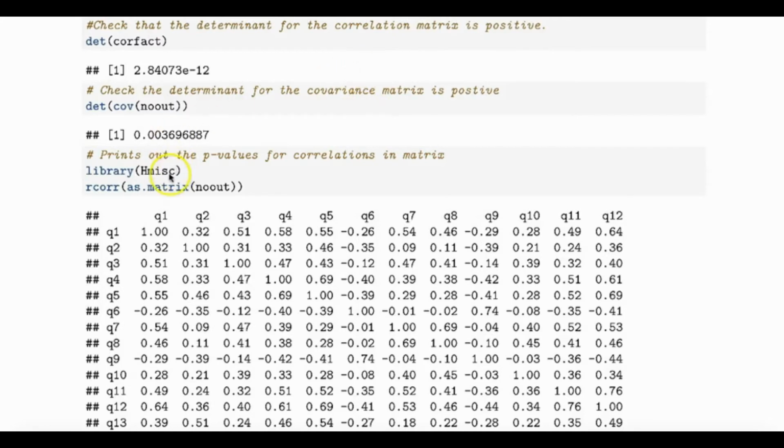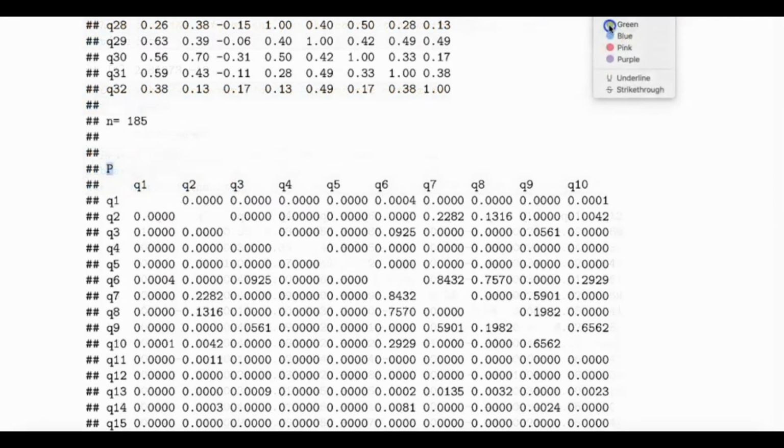I also use this function rcorr, and the reason I use it is to see the significance of the correlations, just to have a p-value attached to each correlation. I use this library. I have to give the data as a matrix, so I just put as.matrix, and then I put the data. Wherever you see the p, that's where the p-values for the correlations are. A lot of these are just very small and significant.